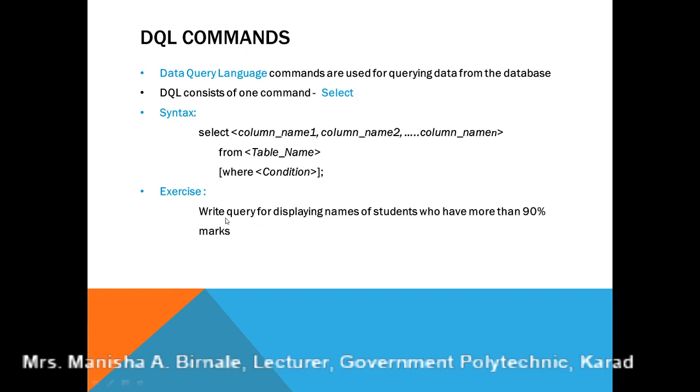Let us see an exercise. Write a query for displaying names of students who have more than 90% marks. So we want to display only the names of students who have more than 90% marks. Let us see it practically. So this is the data from our student table. Here you can see that there are two students who have more than 90% marks, and we want to display their names only. So here select, then column names are specified. We want to display only the name column, so only one column is written here.